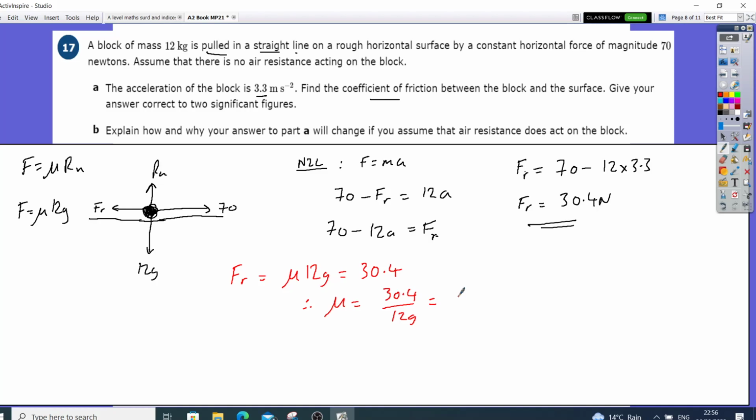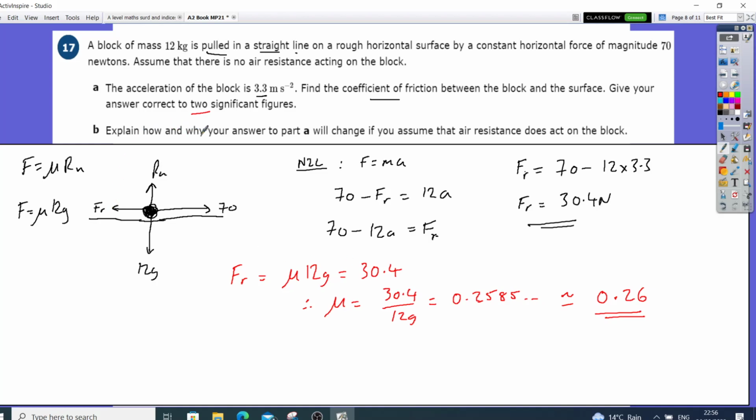I'm going to get 0.2585 and so on, but I want it to two significant figures, so that will be 0.26. Okay, so mu will be 0.26.